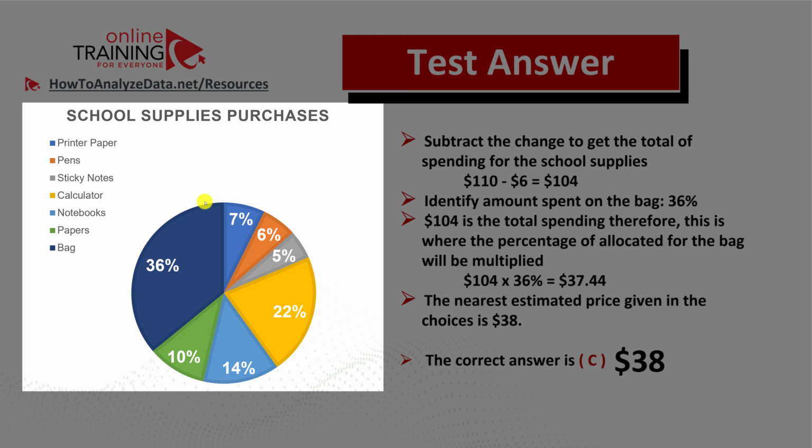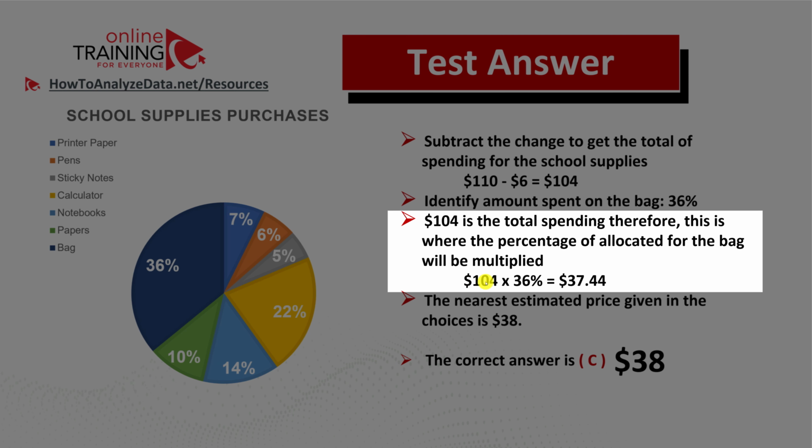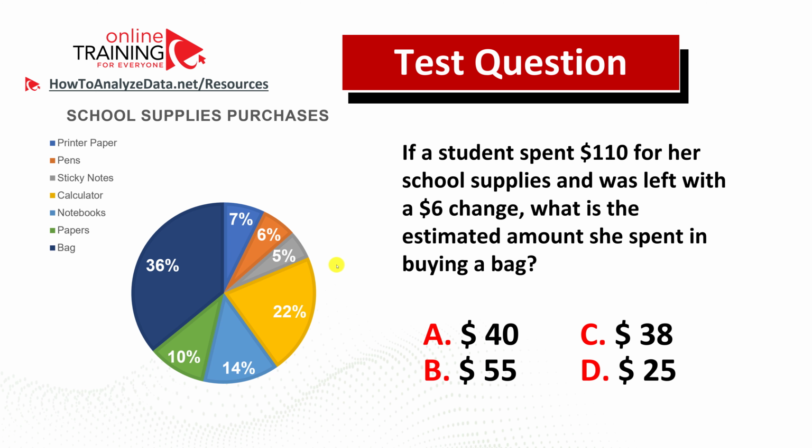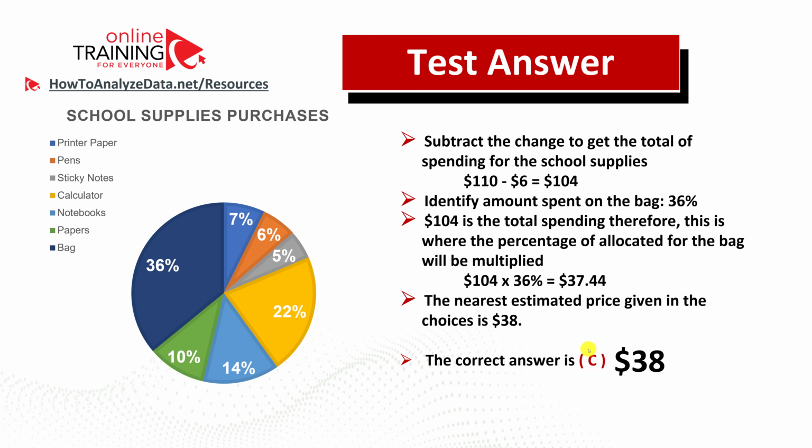In the next step, let's take a look how much money was actually spent on the bag. Pie chart typically represents 100%, and you see 36% allocated for the bag because it's represented by the dark blue color. If we multiply 104 by 0.36, we will get to the amount of 37.44. So the closest amount here is 38. Since question asks us to approximately estimate, we need to just pick the closest approximate amount, which in this case is $38. So the correct choice here is choice C, $38. Hopefully you've nailed this question and now know how to answer these types of questions on the test.